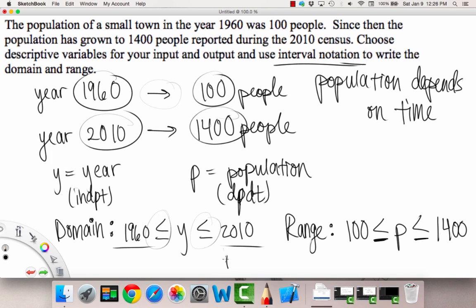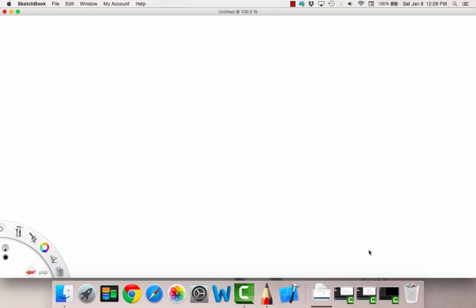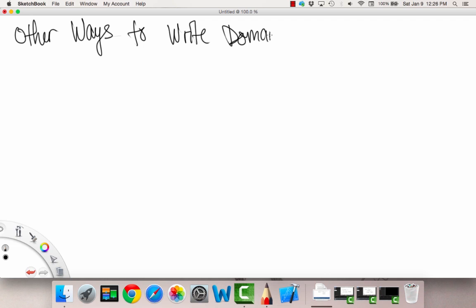So let me write that in plain English. Inequality form, all right? This is, I'll just call it the format, or the way you can write your domain and range, which is perfectly fine. But now we'll explore on future slides some other ways to write domain and range, okay?